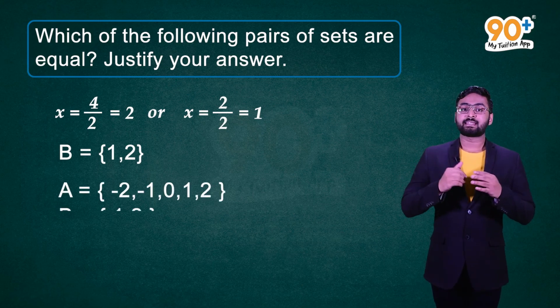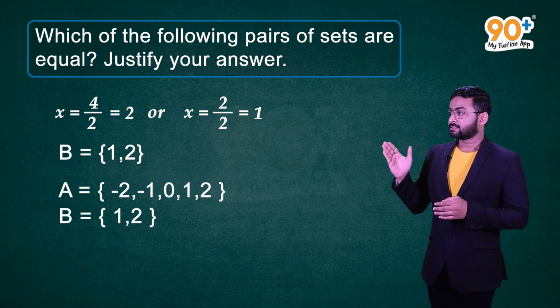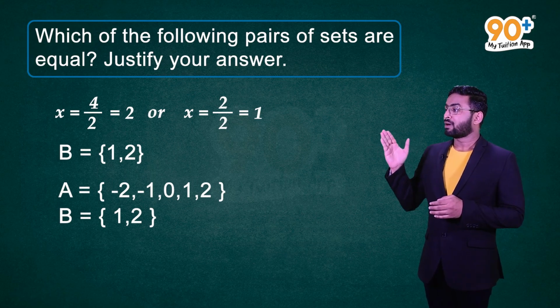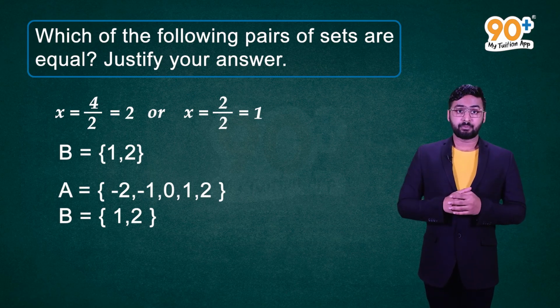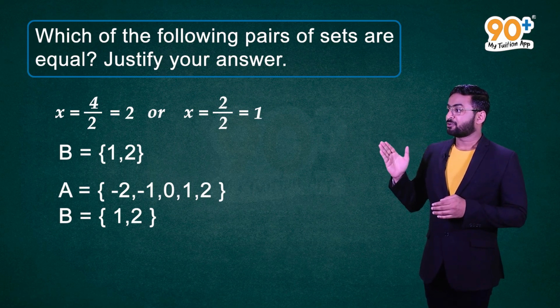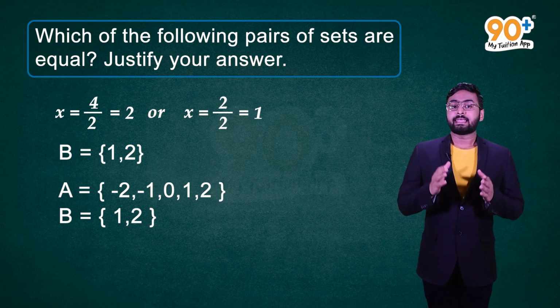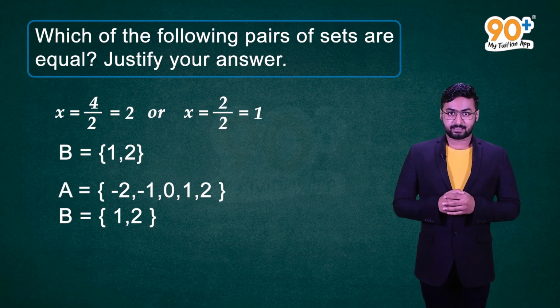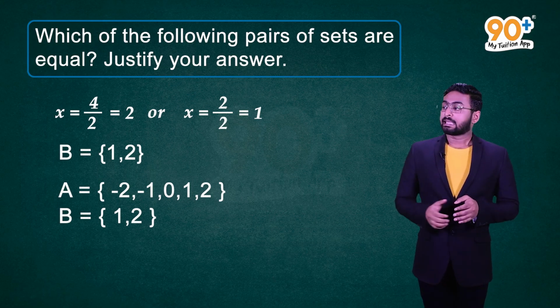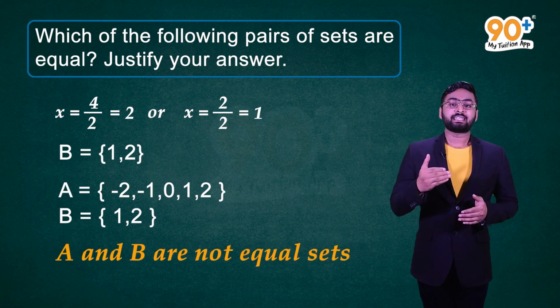Therefore, the two sets are A is equal to set of -2, -1, 0, 1 and 2, and B is equal to set of 1, 2. We can see that the elements differ in both the sets. So we can say that A and B are not equal sets.